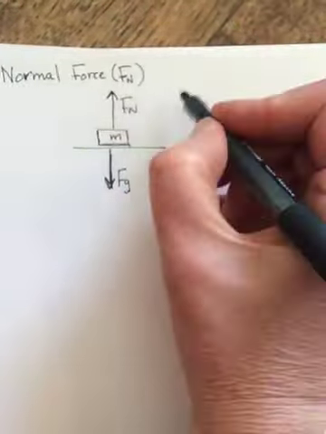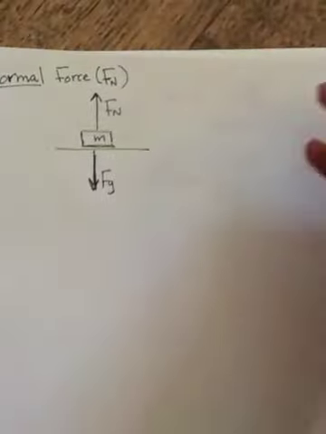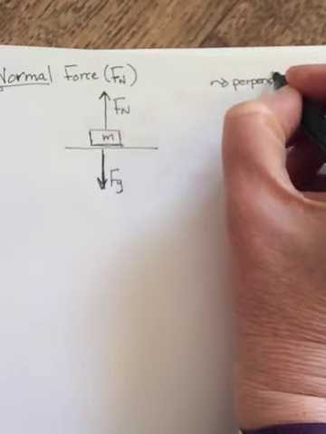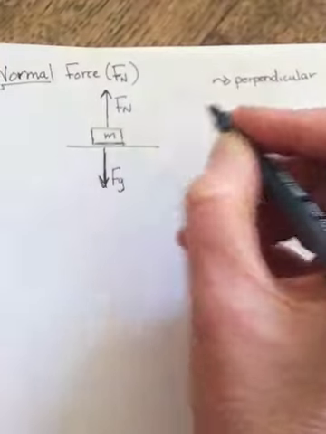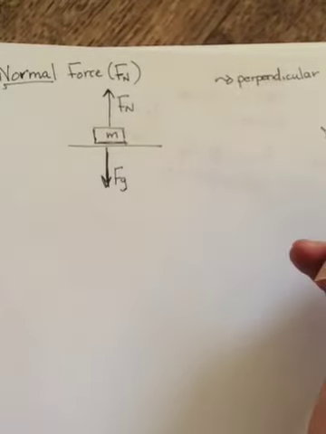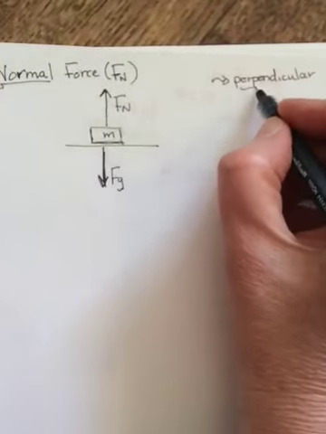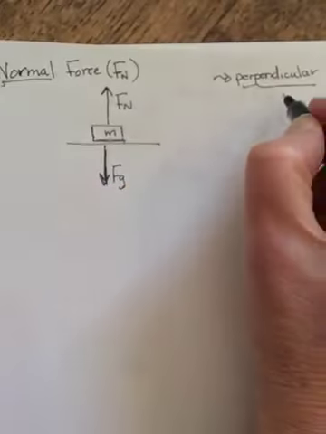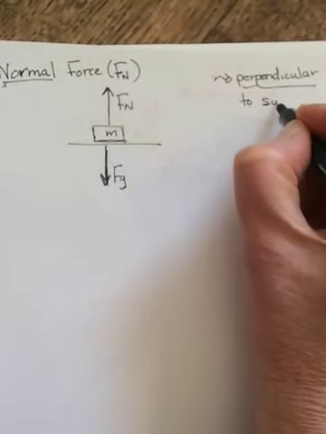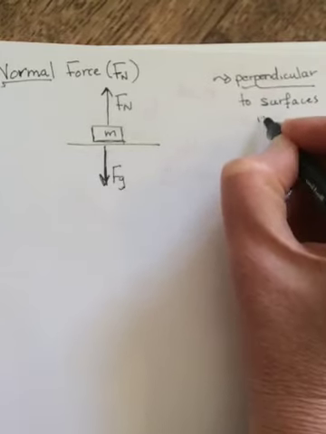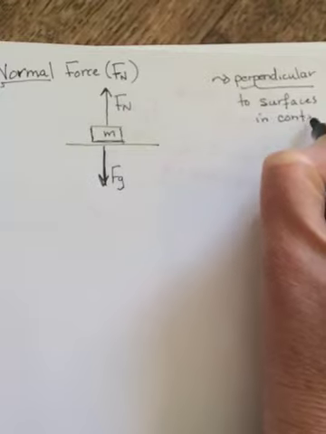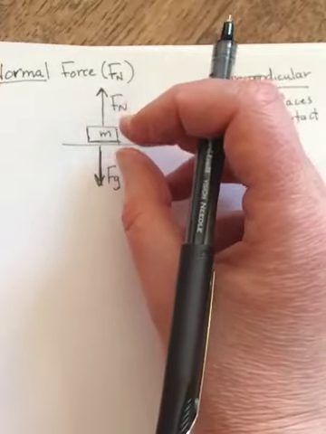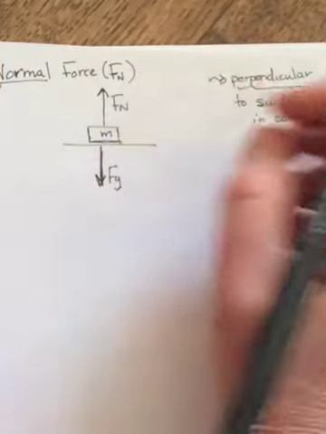the object. Now, the normal force, the word normal in math and in physics means perpendicular. So, like in math, they might say draw a normal to the surface. It means draw a perpendicular line to the surface. So this normal force is always, always perpendicular to the surfaces in contact. Okay? And the bigger the normal force, the more closely together, more pushed together the two surfaces are.